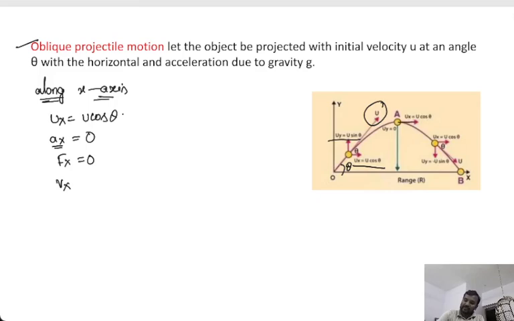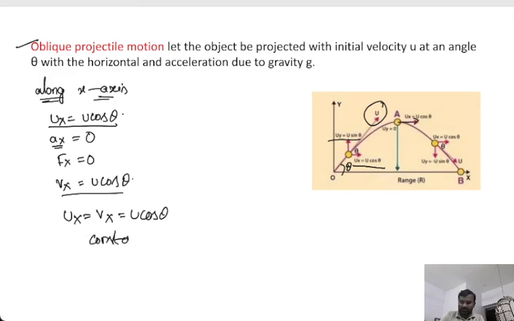In this place, what is the velocity? Vx is equal to u cos theta. Initially ux is equal to u cos theta, and Vx is also equal to u cos theta. That means ux is equal to Vx is equal to u cos theta. That means it is constant. It is constant in the total path.